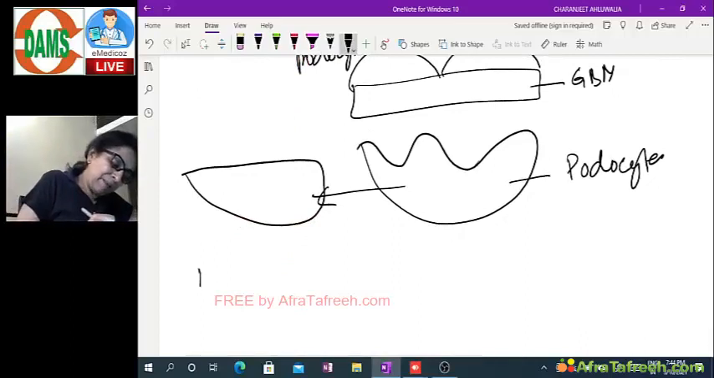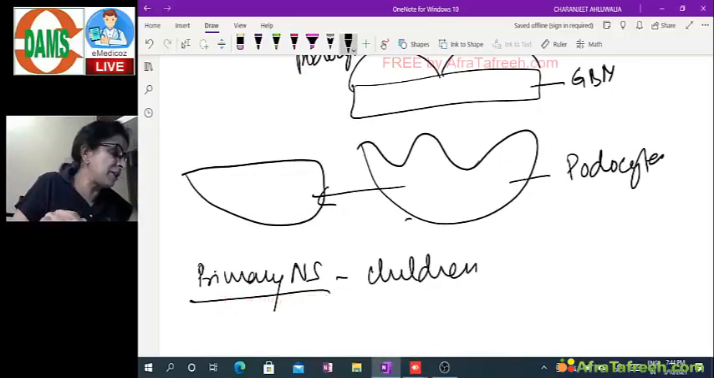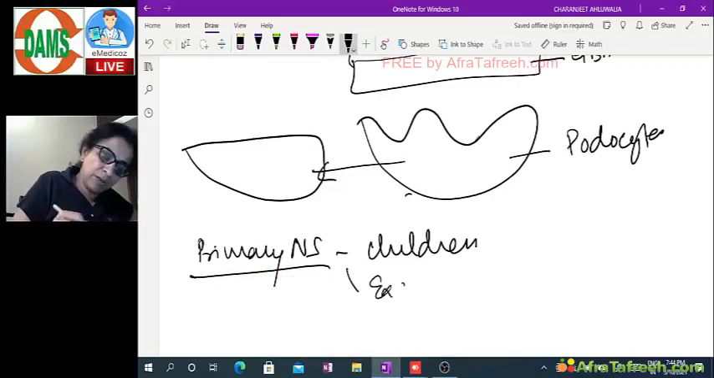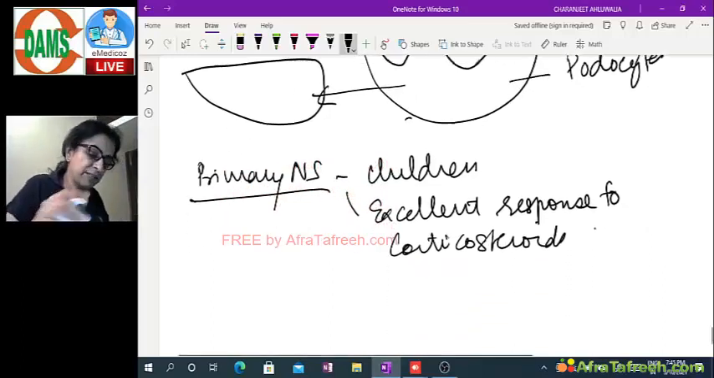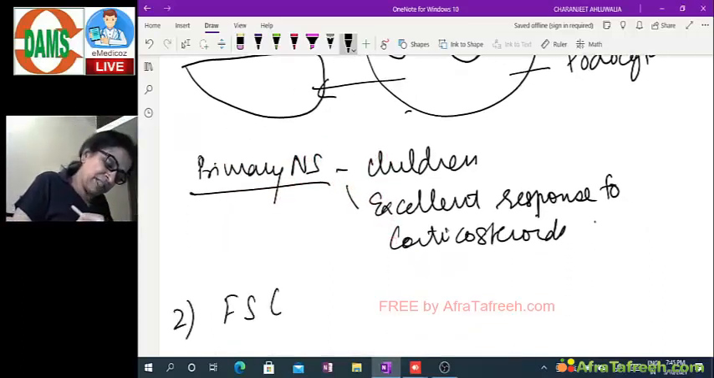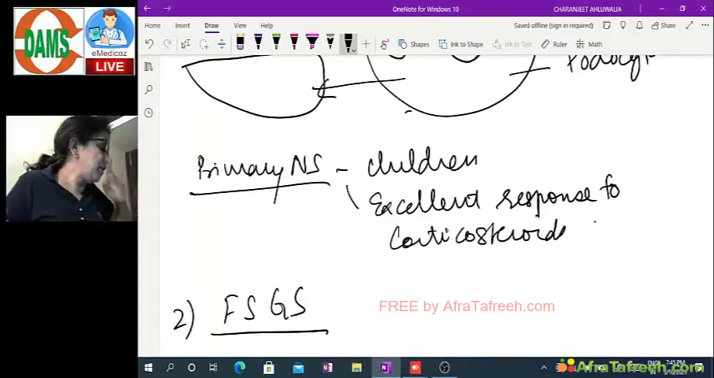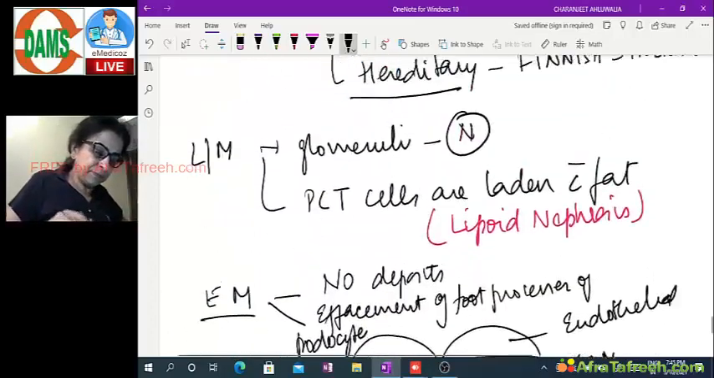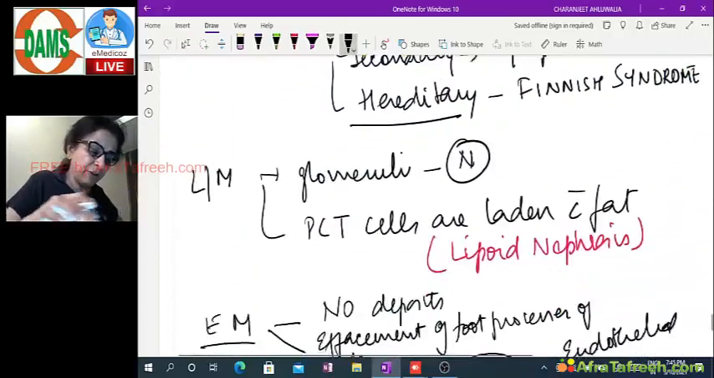And remember, the primary nephrotic syndrome seen in children, which follows immunization, which is idiopathic, has an excellent response to corticosteroids. So they recover very well with corticosteroids. Coming to second is focal segmental glomerulosclerosis, FSGS. I have already told you what this means. Now in minimal change disease, how will the child present? The child will present with the most common cause of nephrotic syndrome.